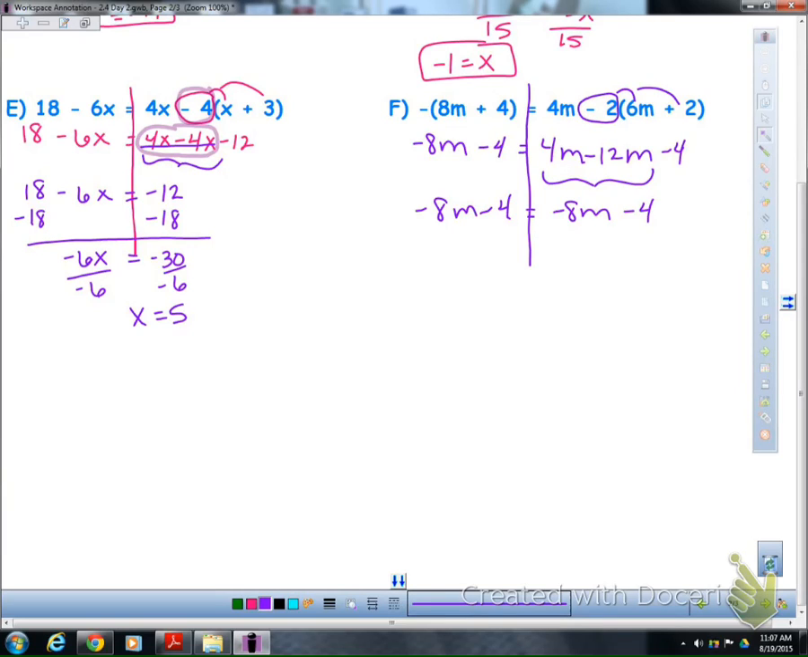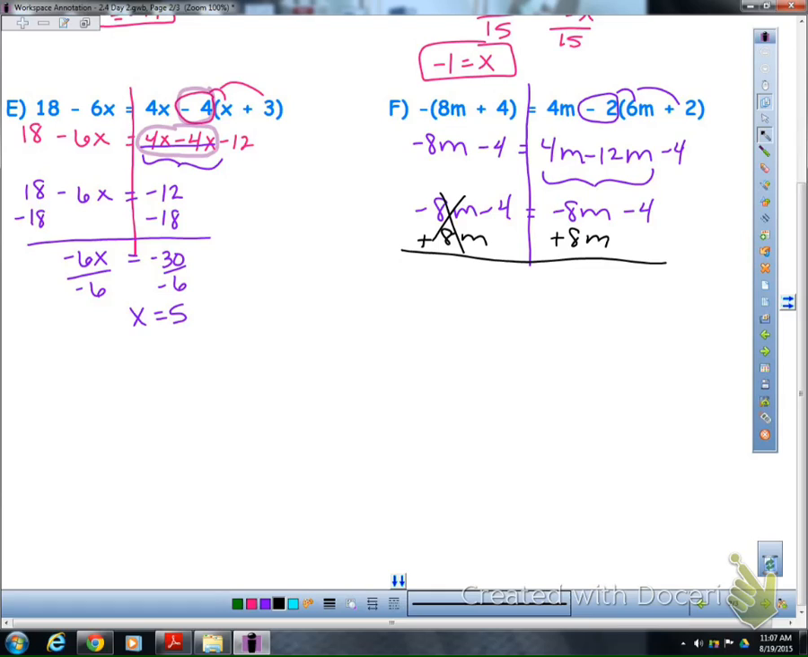Okay, look at example F. After we distribute and combine like terms, we end up with negative 8m minus 4 equals negative 8m minus 4. Well, if you move your variables over to the same side and add 8m, we see that our variables cancel out. Do not put 0 in. Do not do that, okay? It's just a 0. There's nothing left.